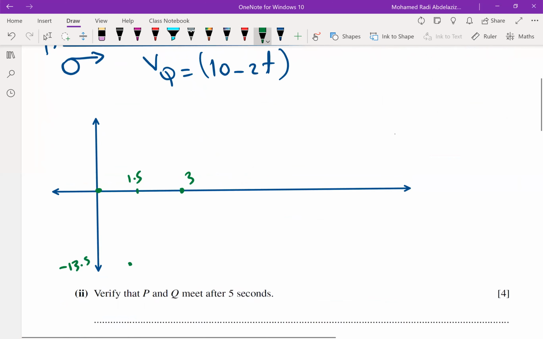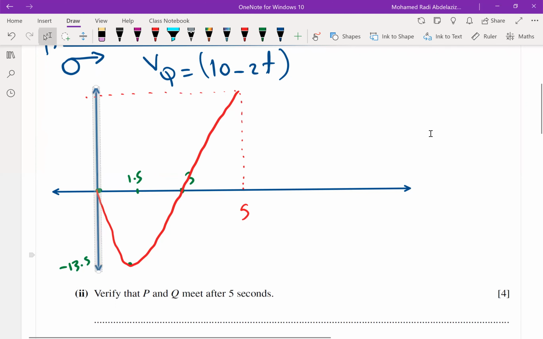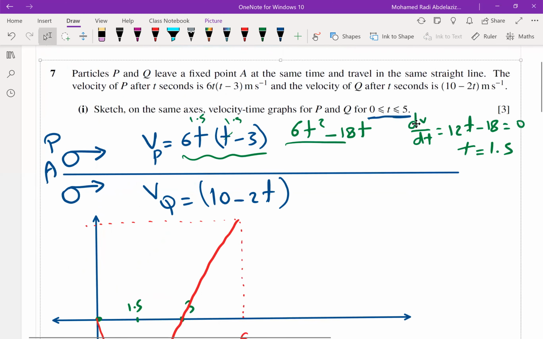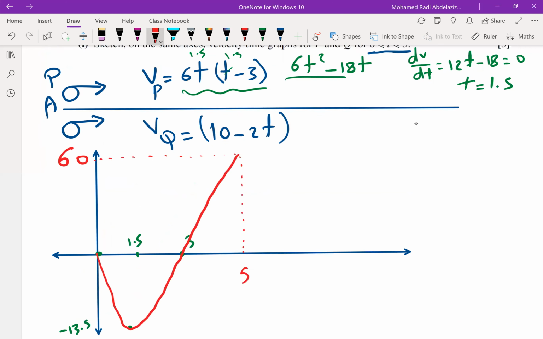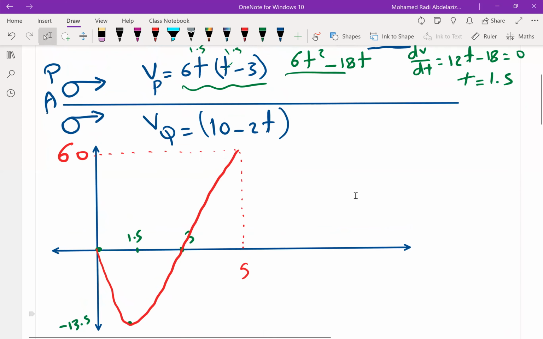The line of symmetry is at 1.5. So the graph of this function will be a U shape, and move up till 5. At 5, it's better to get the corresponding value. Substitute in the original function with 5, you will get 6 times 5 times 5 minus 3, so the answer will be 60. This is the first function. Quadratic: show the start point from 0 to 5, the turning point at 1.5, negative 13.5, and show the intersection with the x-axis at 0 and 3. This is the first function.